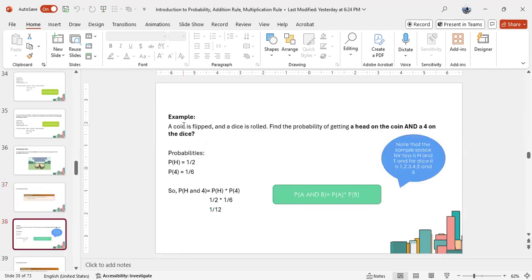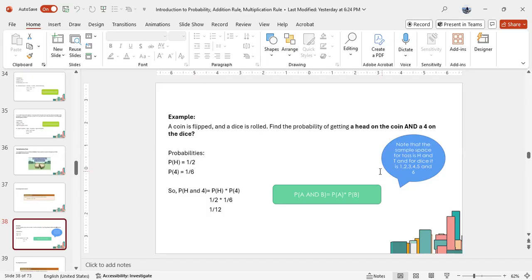Consider this example. A coin is flipped and a dice is rolled. These are two independent events. Find the probability of getting a head on a coin and a 4 on a dice. Probability of head would be 1 by 2 because there are two sides of a coin and head is only on one side. Probability of having 4 on a dice would be 1 by 6 because there are 6 sides of a dice and rolling a dice can result in 6 possible outcomes.